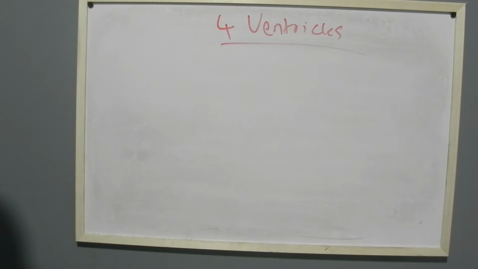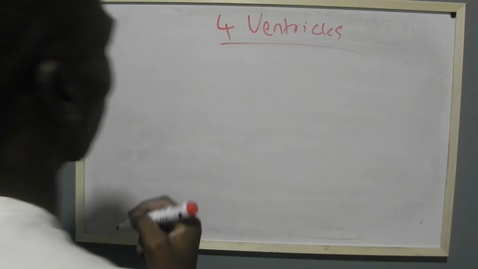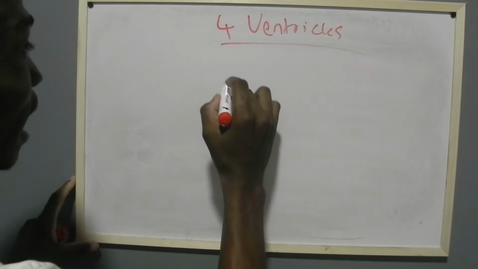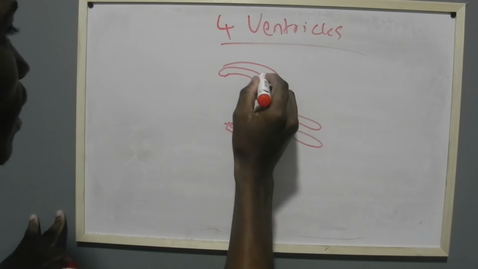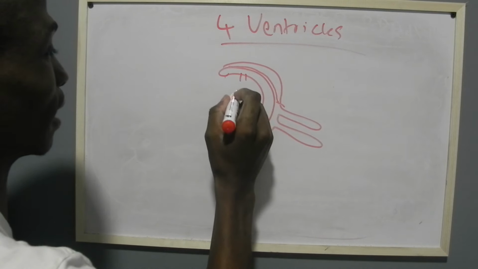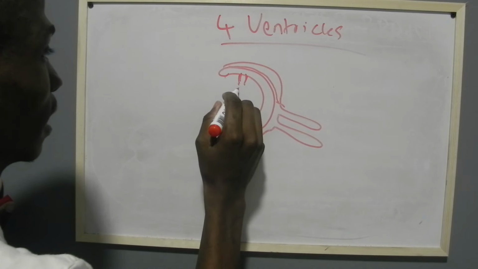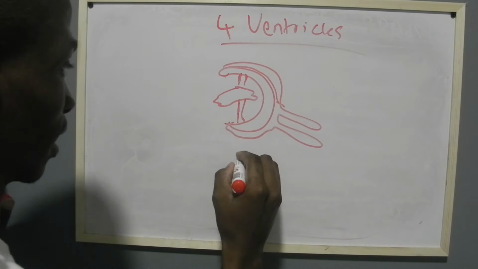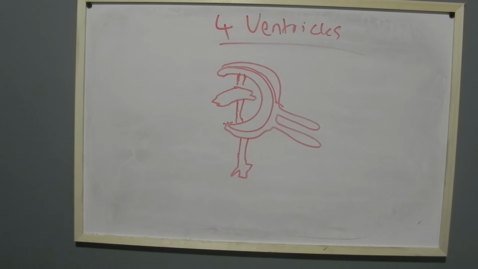So actually these are cavities found inside the brain, where you find the cerebral. If you know the cerebral, you will understand these ventricles. These ventricles are C-shaped. I can't draw very well, but this is the ventricles in the brain. Right, then there are four ventricles which are found inside the brain.